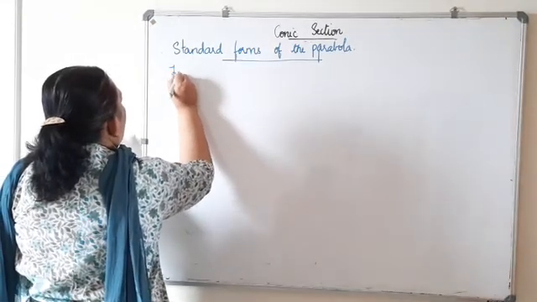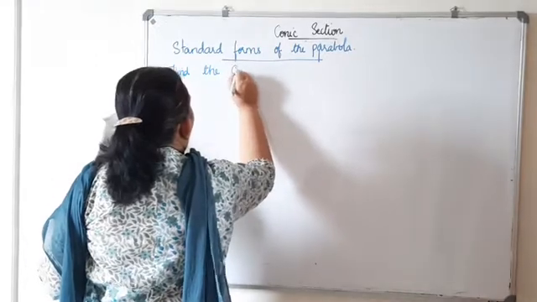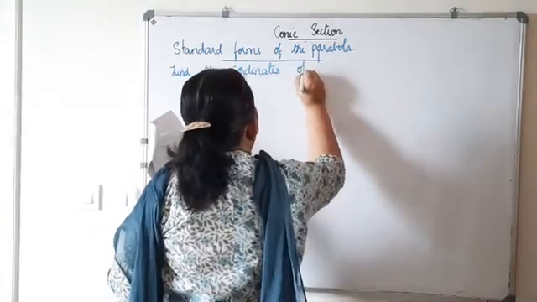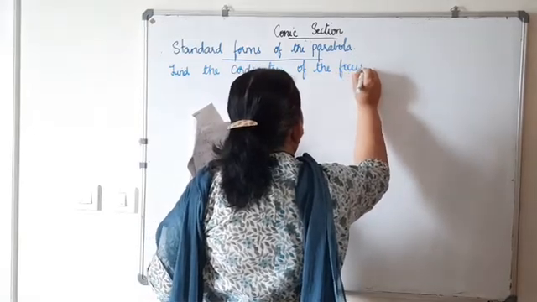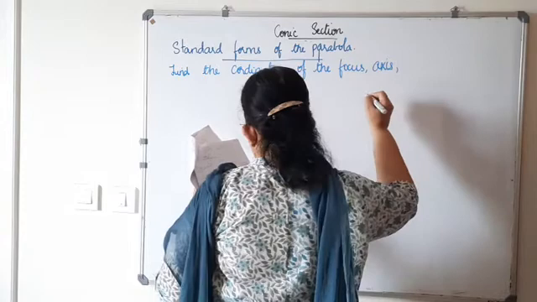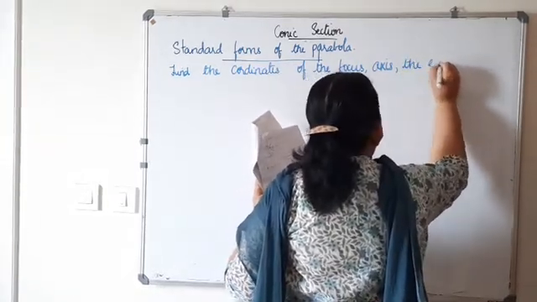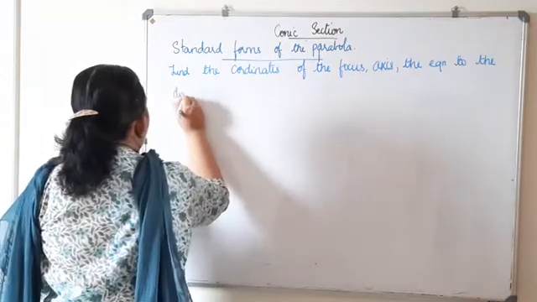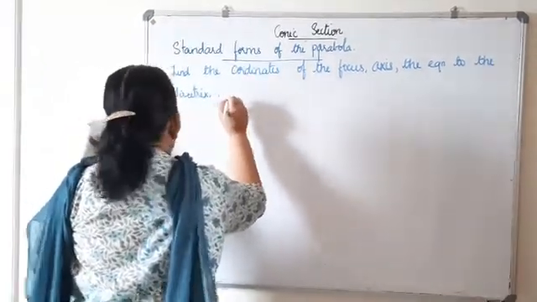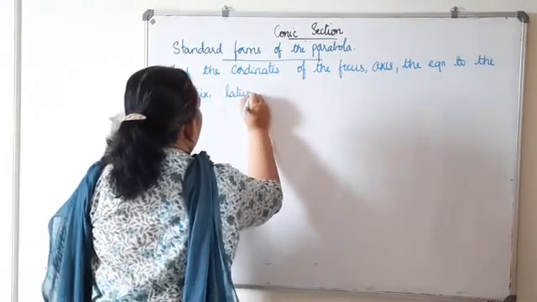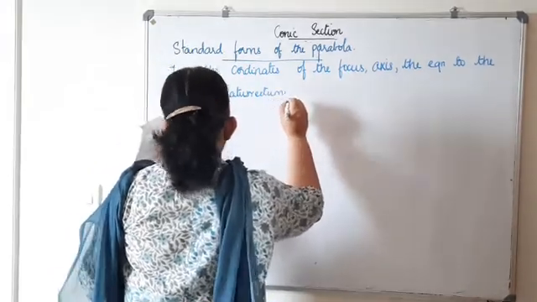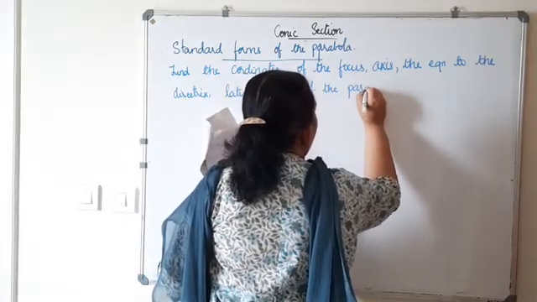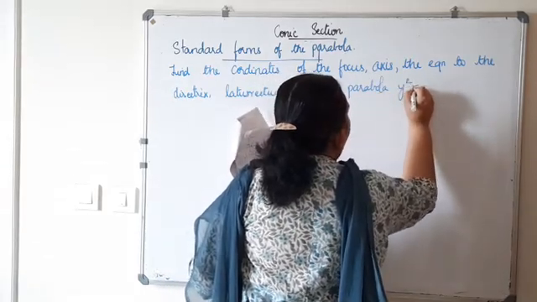Find the coordinates of the focus, the axis, the equation of the directrix, and the latus rectum of the parabola y squared is equal to 8x.